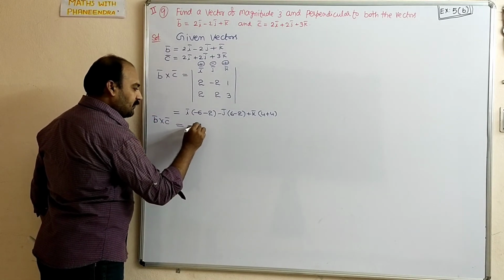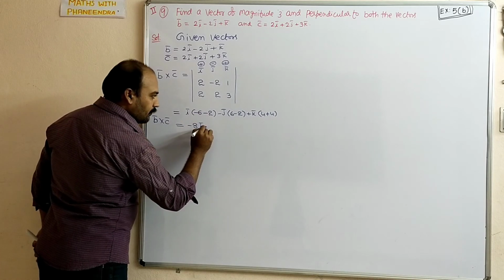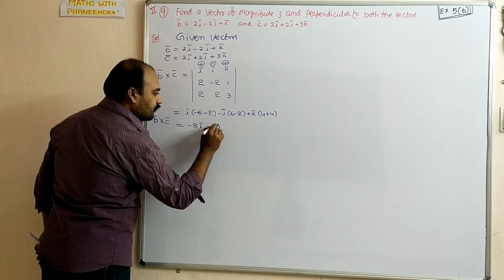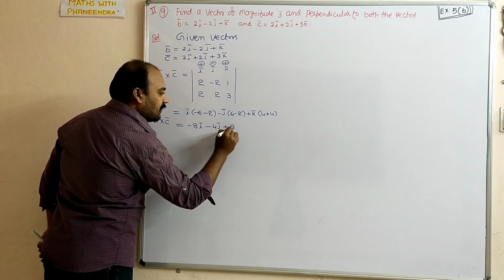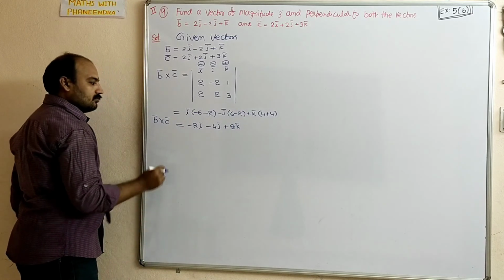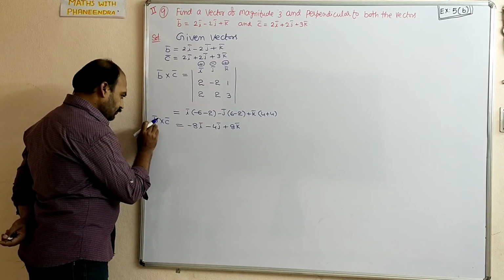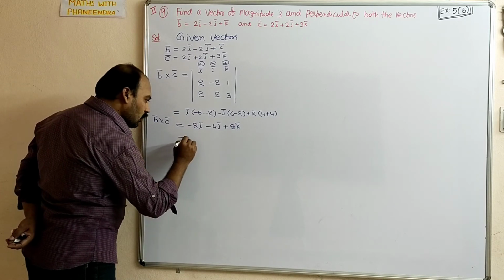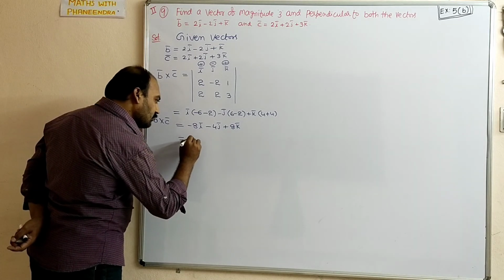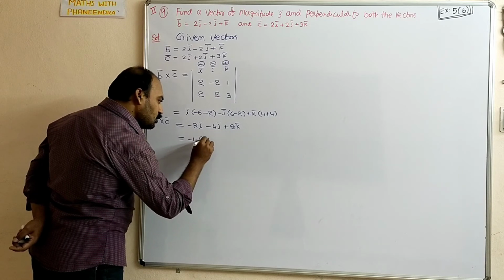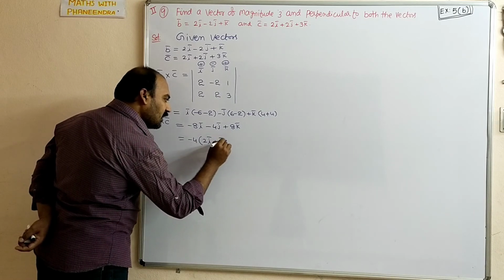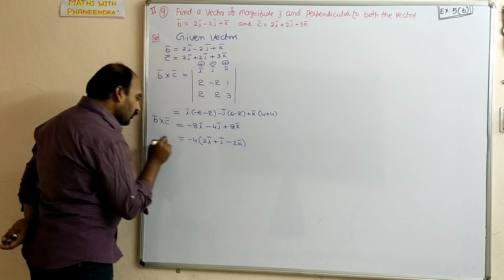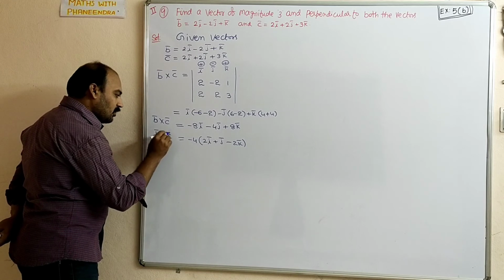So which is equal to b bar cross c bar equal to minus 8i minus 4j, 6 minus 2 is 4, minus 4j plus 8k. So here take common minus 4. Minus 4, if you take out common, 2i plus j minus 2k. This is b bar cross c bar.